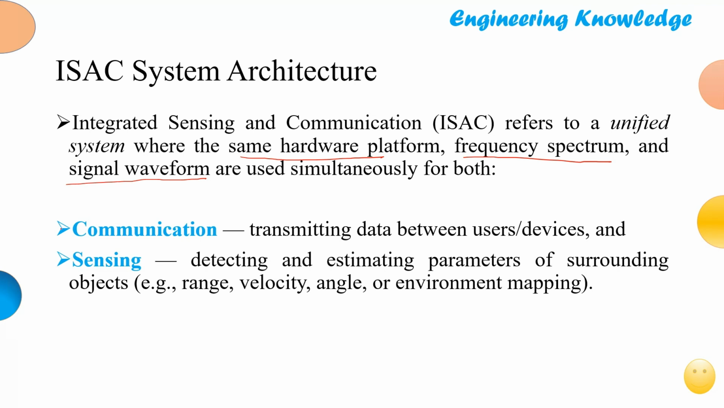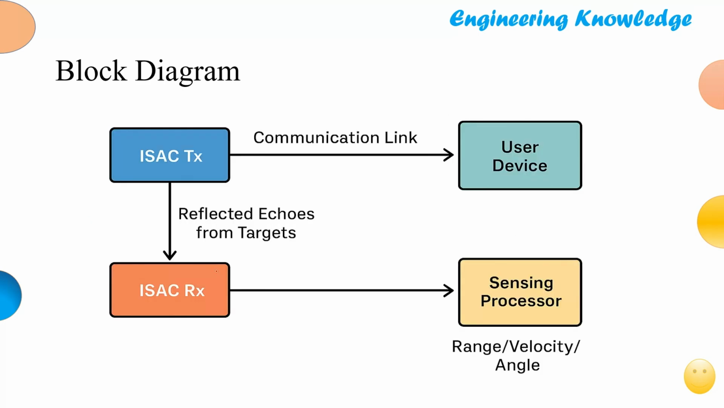When we talk about the communication part, it basically means transmitting the data between users or devices. But when we talk about the sensing part, we detect and estimate the parameters of surrounding objects, such as range, what is the location of the vehicle right now, what is the velocity with which it is moving, what is the angle at which the signal is coming, and what are the environmental features of a given urban area. So you can understand it's very important, and very application based, that the same spectrum, hardware and waveform can be used for two purposes, communication and sensing.